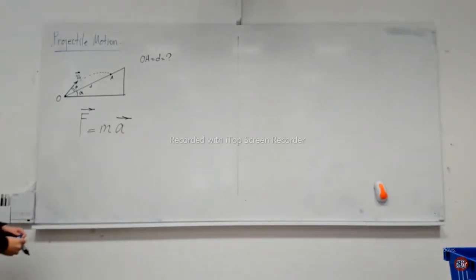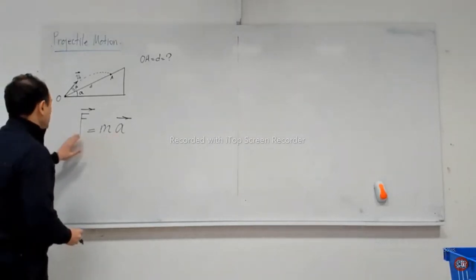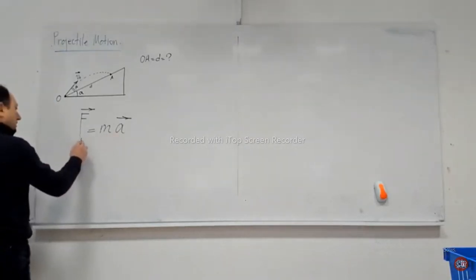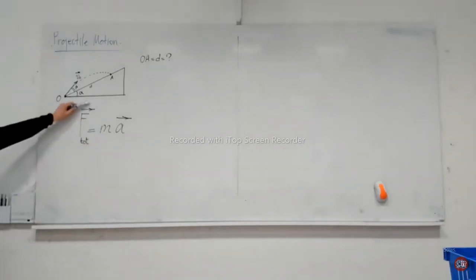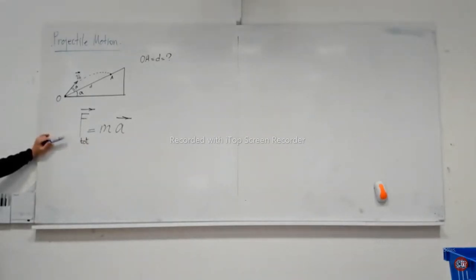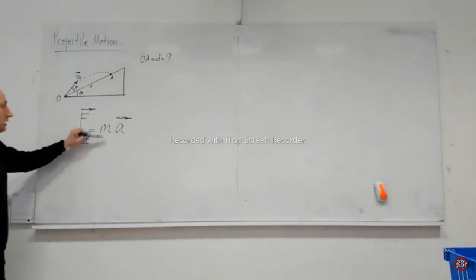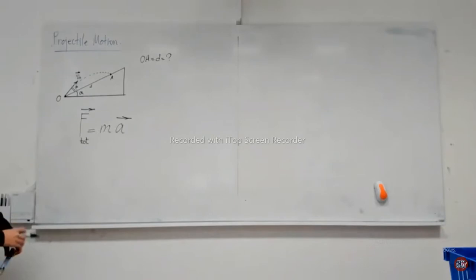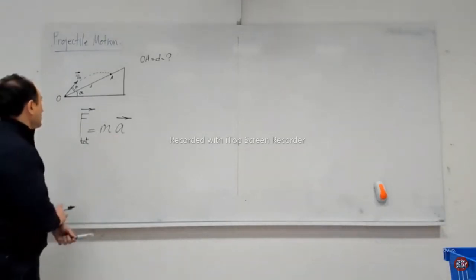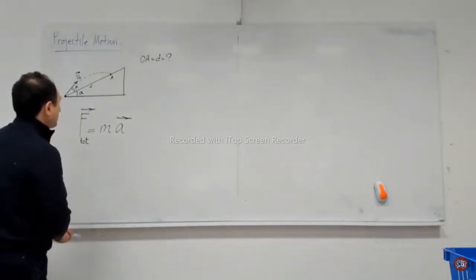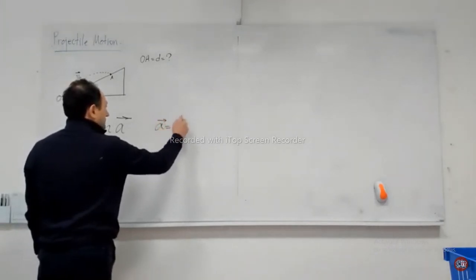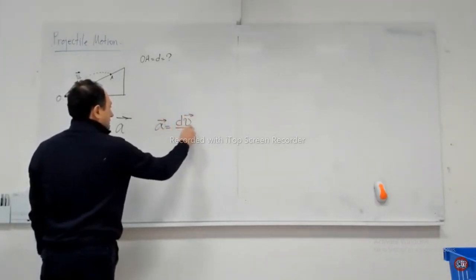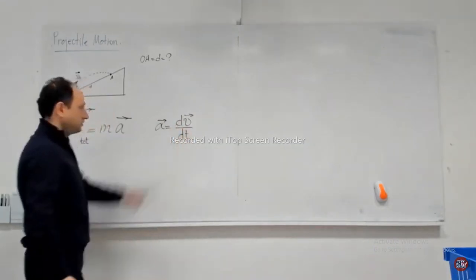And then, so this is the total force. If you want, I can write this here. So this is the vector sum of all forces acting on my particle, yes? And then this is the acceleration. And of course, what is the acceleration? Acceleration is the derivative of velocity over time. This means the derivative with respect to time.